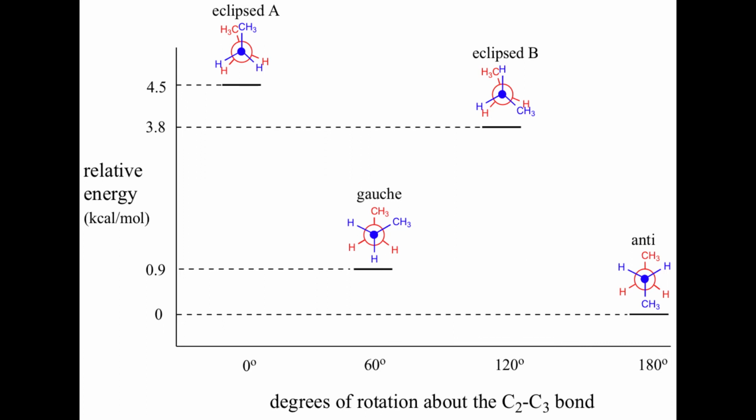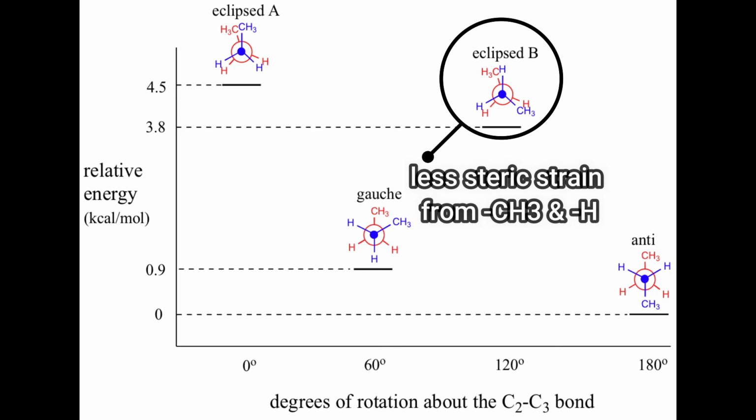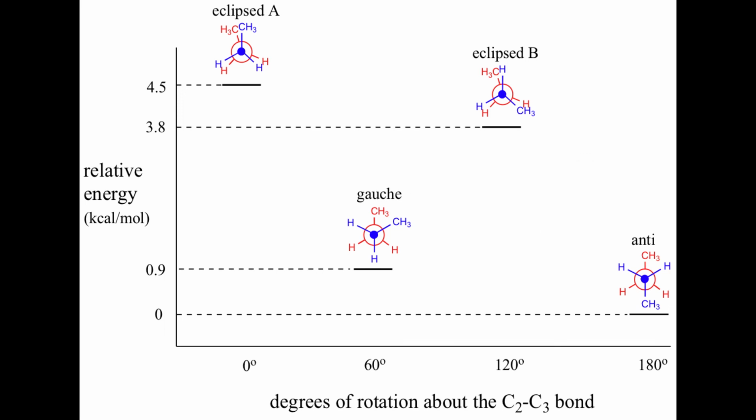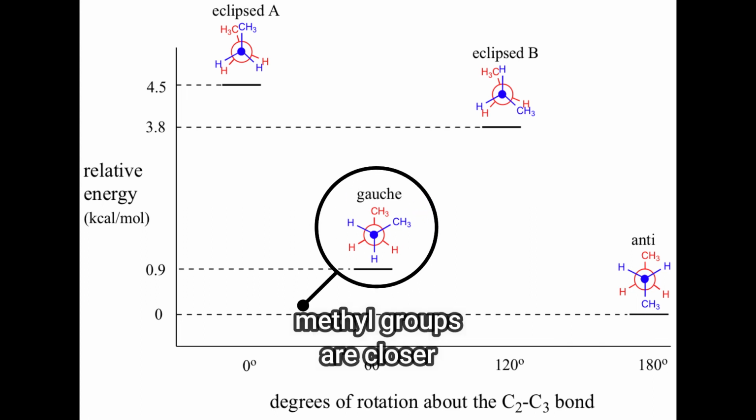Meanwhile, the second eclipsed conformation is more stable than the first, since there is less steric strain from the interaction between methyl and hydrogen, while the gauche conformation is less stable than anti, as the two methyl groups are closer to each other than at the anti conformation.